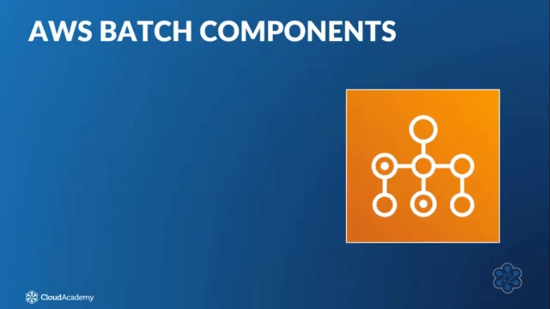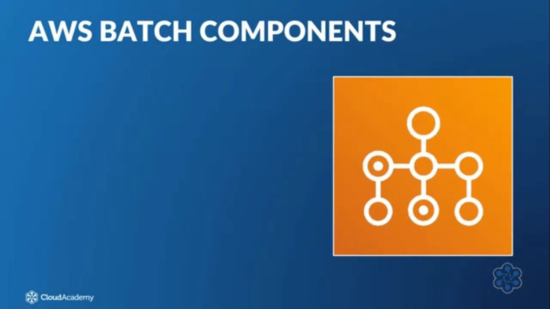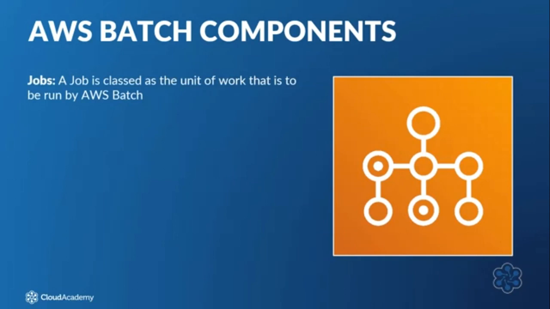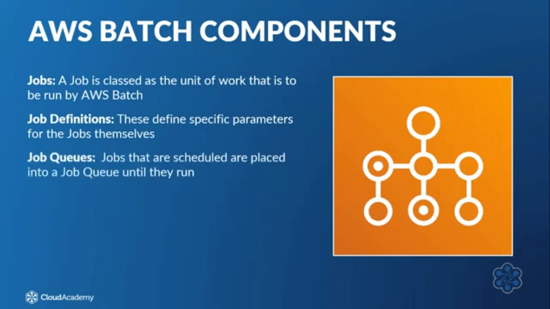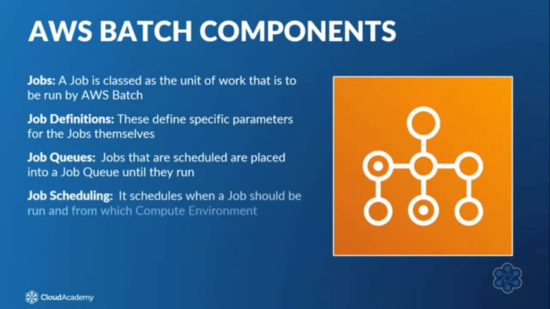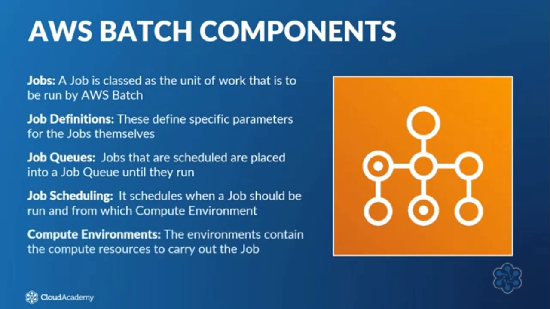To understand how AWS Batch worked, I covered some of the key parts. Jobs. A job is classed as a unit of work that is to be run by AWS Batch. Job definitions. These define specific parameters for the jobs themselves. Job queues. These are jobs that are scheduled and placed into a job queue until they run. Job scheduling. The job scheduler takes care of when a job should be run and from which compute environment. And compute environments. These are the environments containing the compute resources to carry out the job.